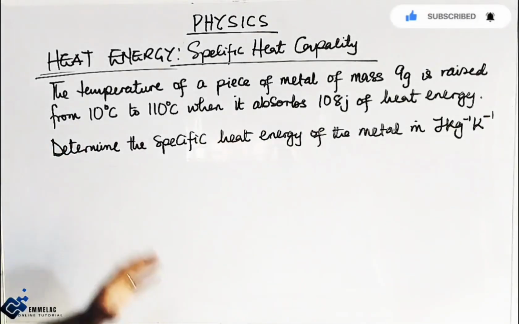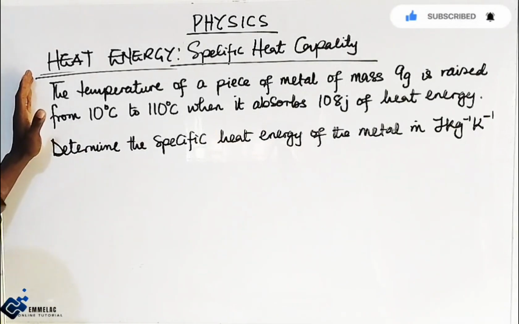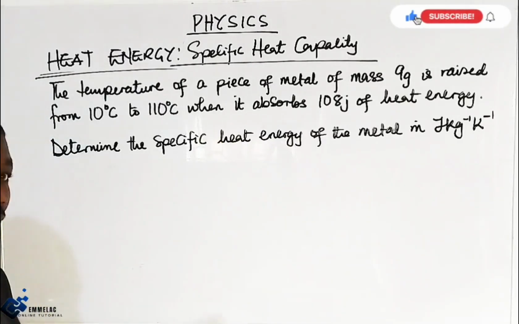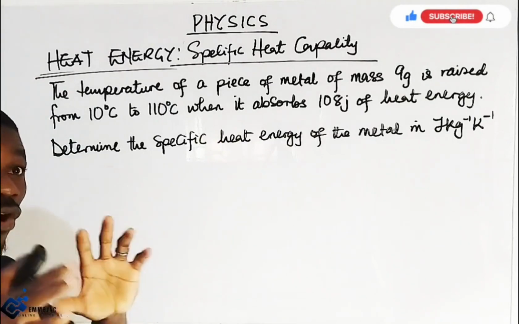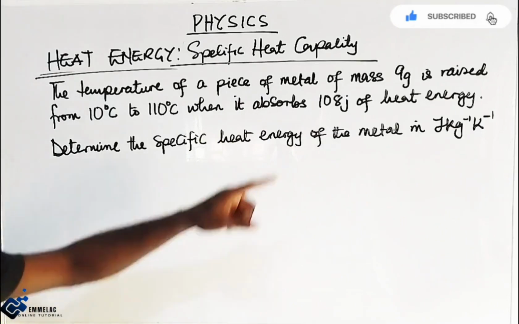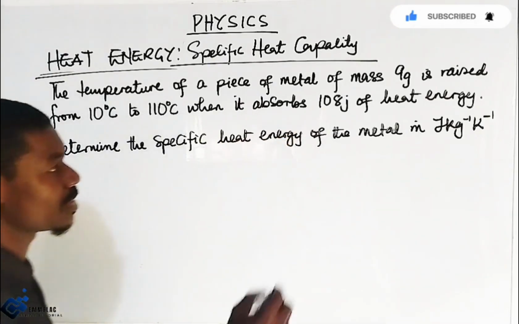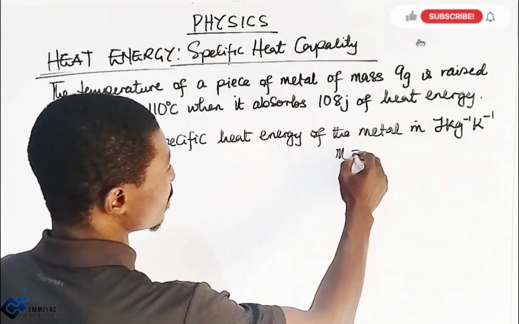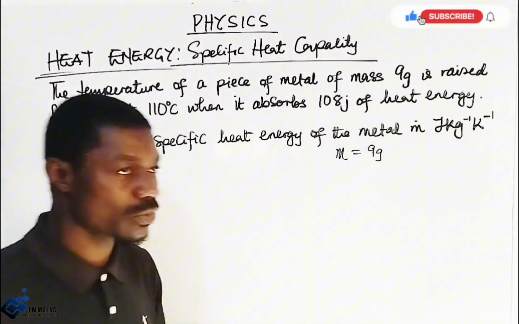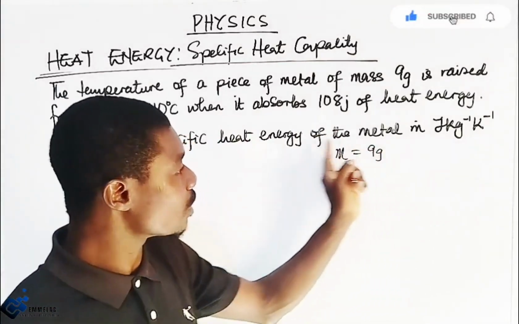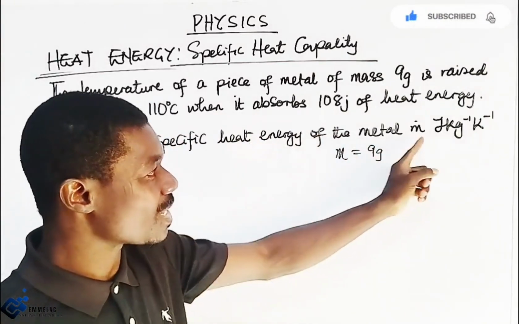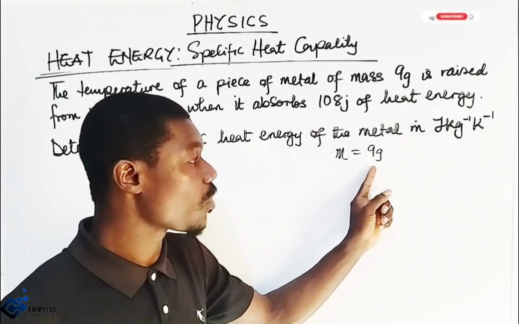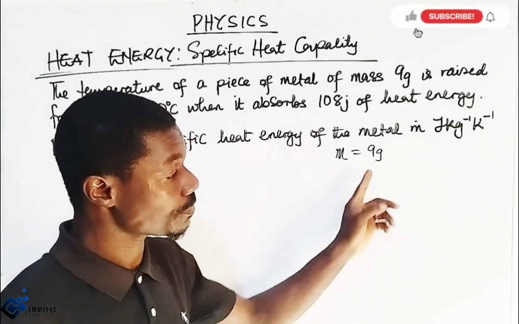As I've always said, whenever you encounter questions like this in physics, the first thing you need to do is to write out the parameters. Writing out the parameters will give you an edge on what formula to use. We are given that the mass of the piece of metal is 9 grams. Since we are having 9 grams here, take note that we are told to calculate the specific heat capacity of the metal in joules per kilogram. Definitely we just need to convert this to kilogram.